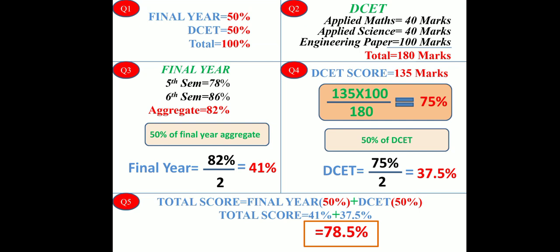Based on this total score, I'll get my Diploma CET ranking. Here in this case, final year score is 41% and Diploma CET percentage is 37.5%. So when I add these two, I'll have 78.5 percentage as my total percentage. Based on this, they are going to calculate the Diploma CET ranking.